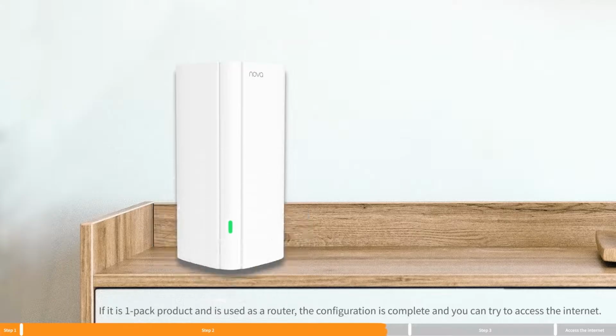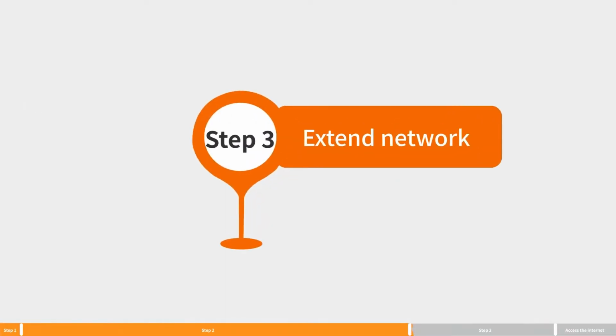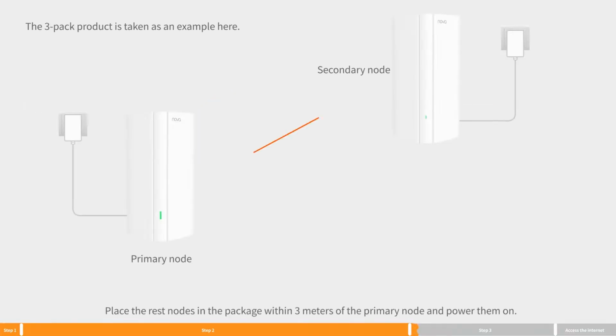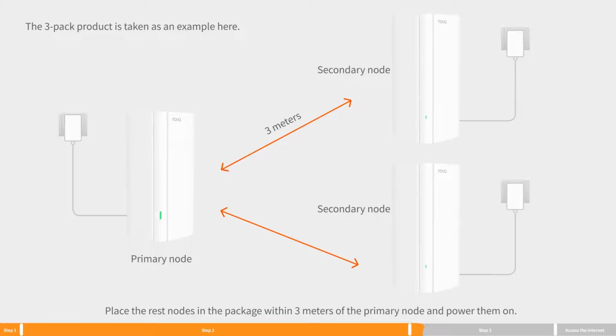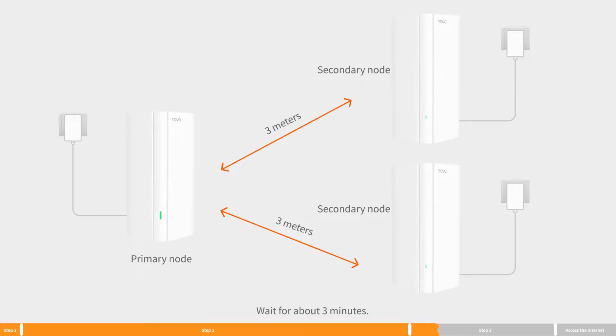If it is a 1-pack product and is used as a router, the configuration is complete and you can try to access the internet. Step 3. Extend network. The 3-pack products are taken as an example here. Place the rest of the nodes in the package within 3 meters of the primary node and power them on. Wait for about 3 minutes.